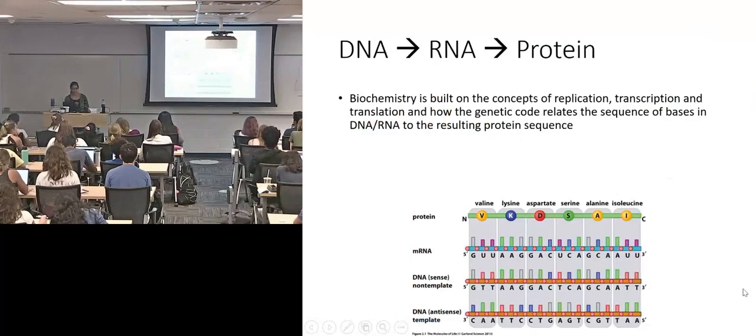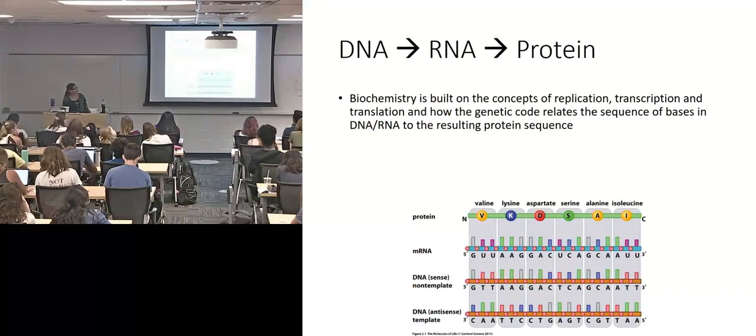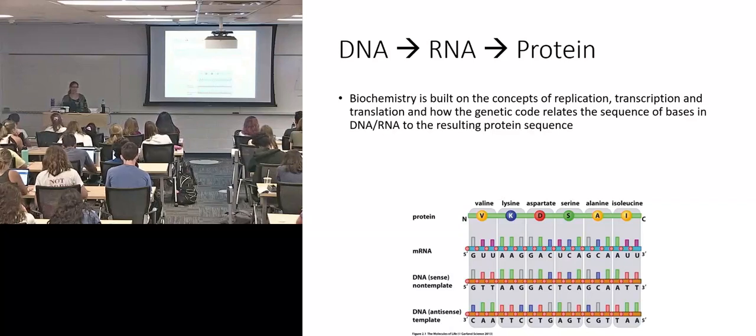So again, that's the basic flow of how things happen. Biochemistry is ultimately built on the concepts of replication, transcription, and translation, and how the genetic code relates to the sequence of bases and ultimately the resulting protein. The protein is generally what we end up caring about moving forward. That's why I don't care so much about the process of getting from DNA to RNA to protein, because moving forward in this course, proteins and how they fold and unfold and the pathological conditions they're tied to ultimately become more of our conversation.